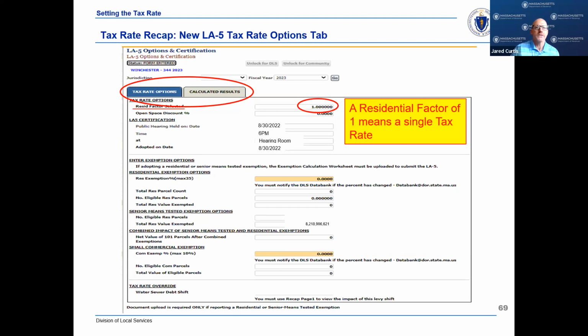When you click on the LA5 form link, it will open to the Tax Rate Options tab. The Tax Rate Options tab allows you to input data for the residential factor, classification hearing, and any options that your community has adopted, such as an open space discount, residential exemption, senior means tested exemption, or a small commercial exemption. The LA5 was redesigned to simplify the data entry process into the form. All data for the LA5 is entered in the Tax Rate Options tab. Next.